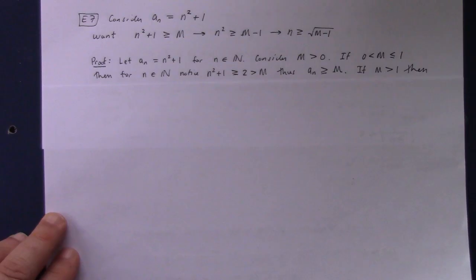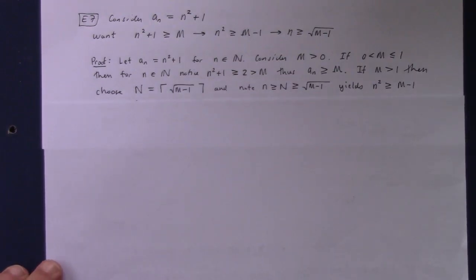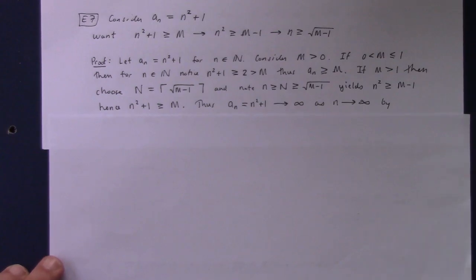All right, so the interesting case, of course, is if M is positive and greater than 1, then I can let N be the ceiling of the square root of M minus 1. And notice that for that ceiling function, we have that n squared is greater than M minus 1, which is to say that n squared plus 1 is greater than or equal to M.